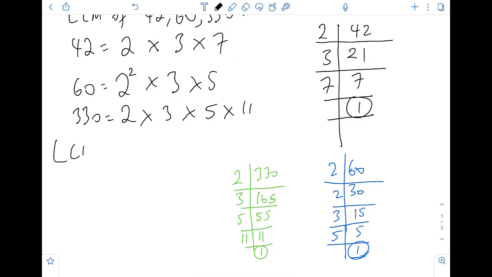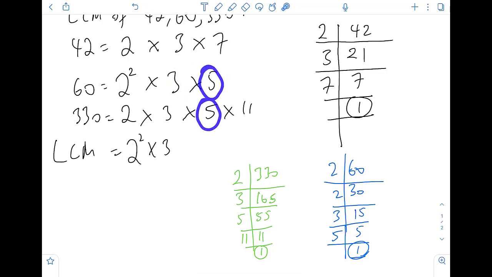And then we find the LCM of these 3 numbers. The easy technique to use: compare the prime numbers, and for LCM, we select the highest power. So for 2, we have 2, 2 squared and 2. 2 squared is the highest, so we put 2 squared here. 3, 3, 3, they are all the same, so we just put a 3.